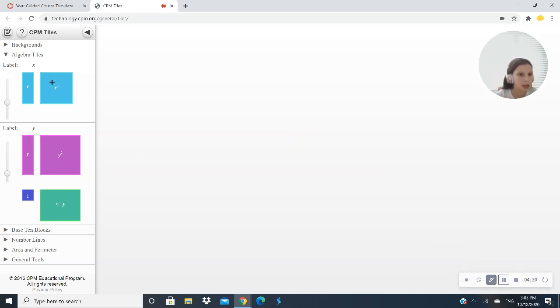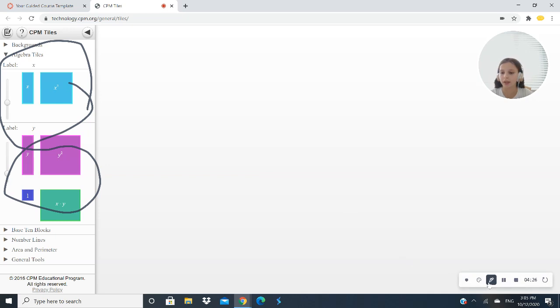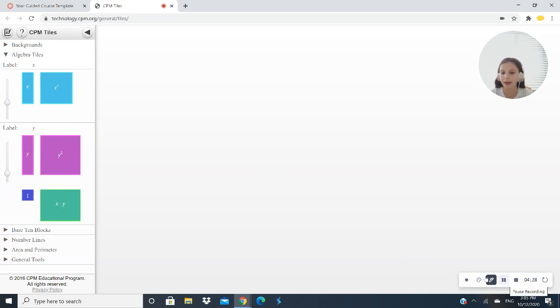Okay, everybody, that is all I have for you today. Just remember what all these tiles are, and if you do, you should be good for any upcoming assignments or quizzes.